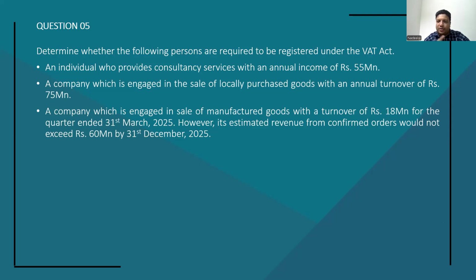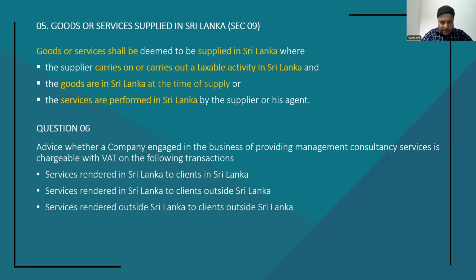Yes. You don't have to satisfy both conditions. You don't have to meet the quarterly threshold and also the annual threshold to be liable to register. If you satisfy one of the two thresholds, you must register. So they have exceeded the quarterly threshold. Therefore, this company is required to be registered. Right.